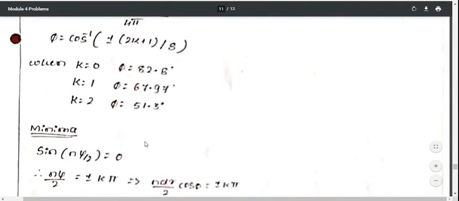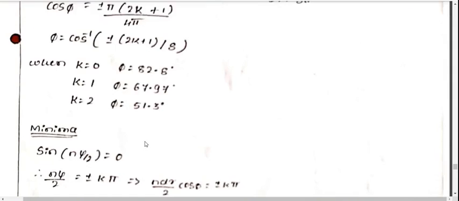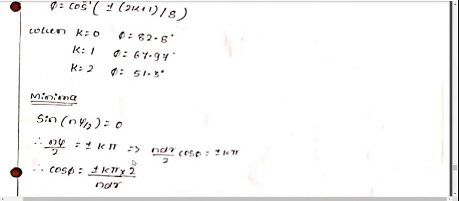Now pattern minima, again sine of something should be equal to 0. Sine of n psi by 2 should be equal to 0, means sine of something, not pi by 2 here, pi. Sine of pi is equal to 0. So that's why you write plus or minus k into pi here. n psi by 2 is equal to plus or minus k pi. Psi is equal to dr cos phi plus delta, and delta is already 0, so dr cos phi divided by 2, into n, is equal to plus or minus k pi here.